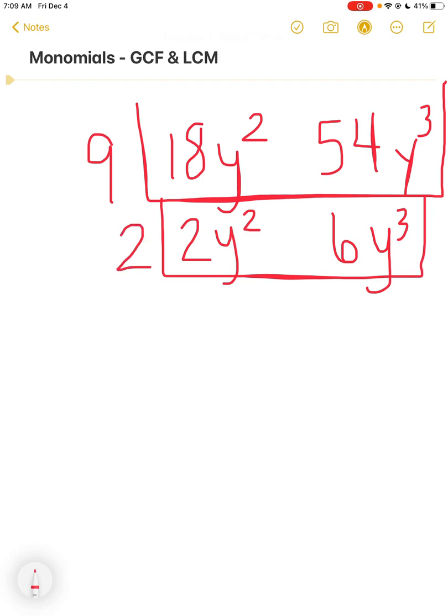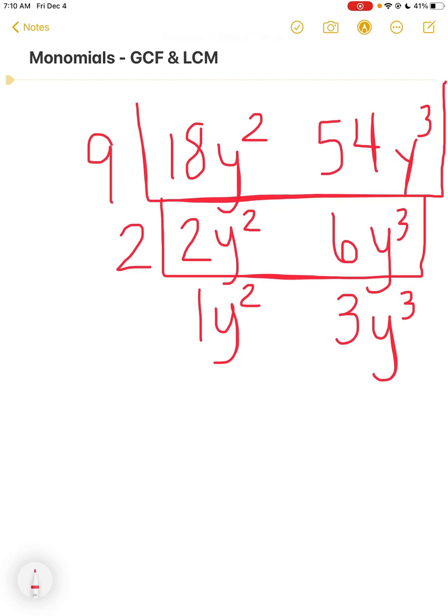2 divided by 2 is 1. My y to the second stays. 6 divided by 2 is 3. My y to the third stays. Now I've gotten my whole numbers down to 1 and 3. I can't get those down any further, so I'm done with the whole numbers. But now I need to move on to my variables, my letters. I have y to the second and y to the third.